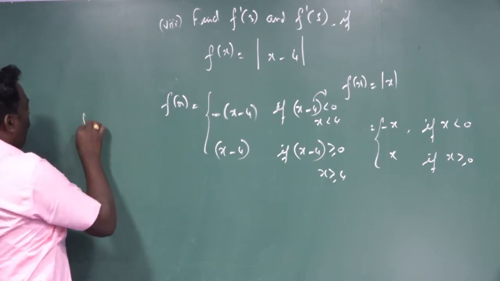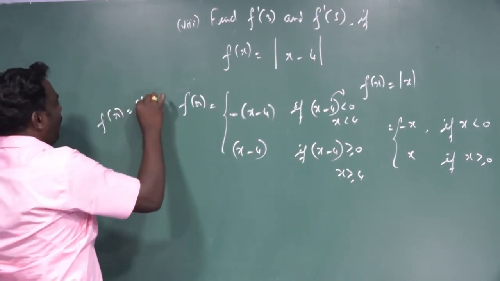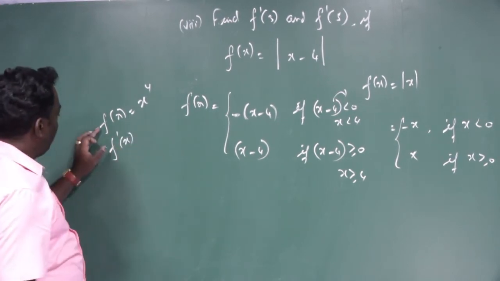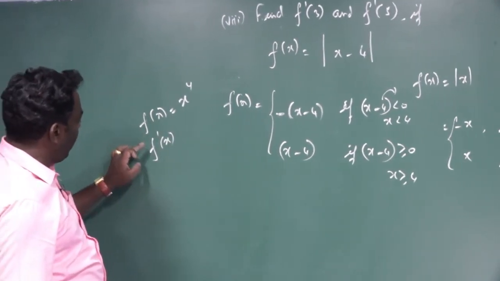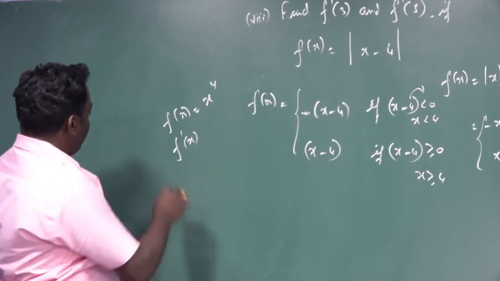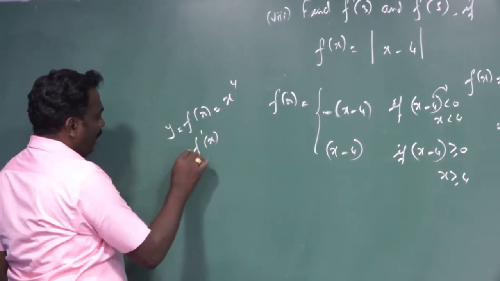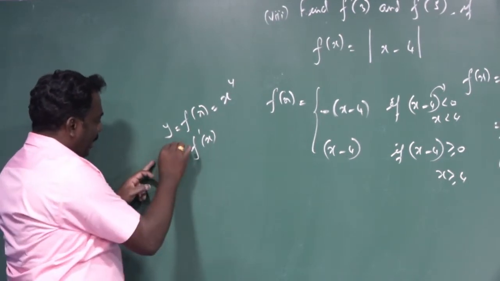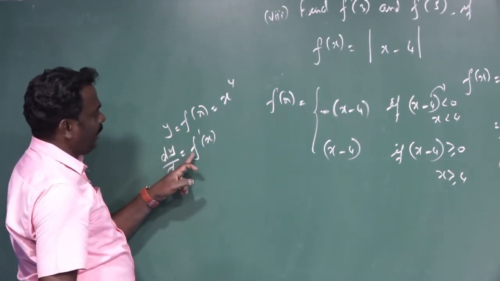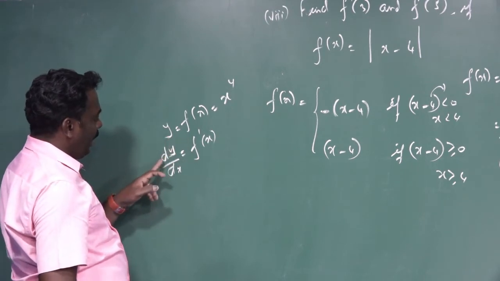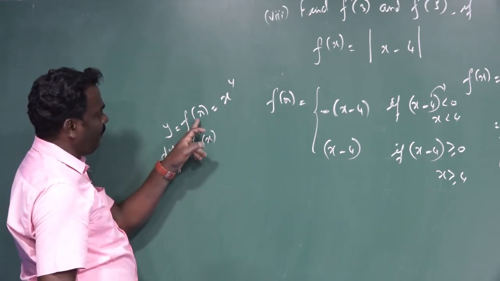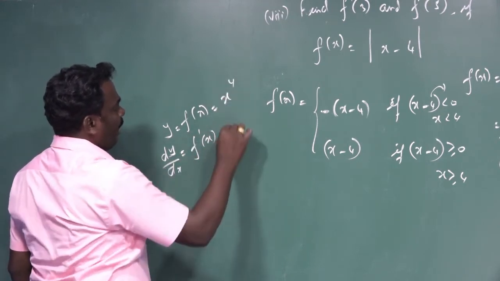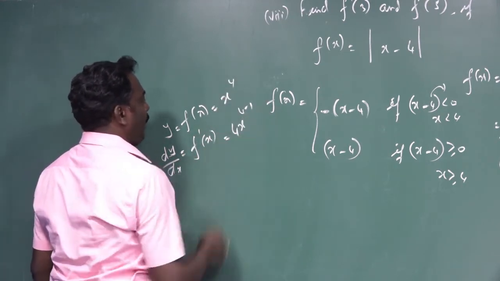For example, we know f of x is equal to x power 4. f dash of x is called the first derivative. When we differentiate f of x with respect to x, we write f dash of x. If we write y, we write dy by dx, or we can say f dash of x. If the function is f of x equal to x power n, the derivative f dash of x is equal to n into x power n minus 1, here 4 into x power 4 minus 1.